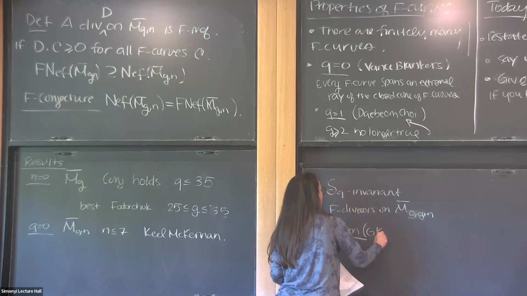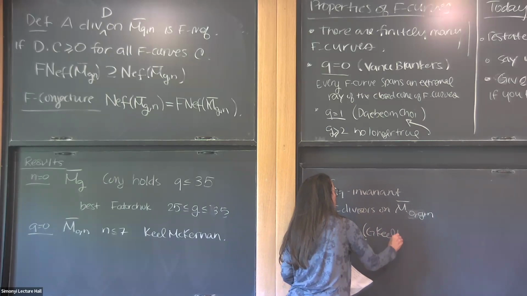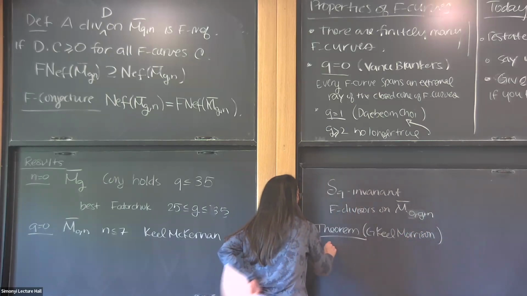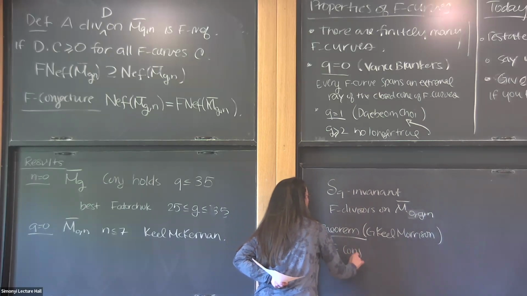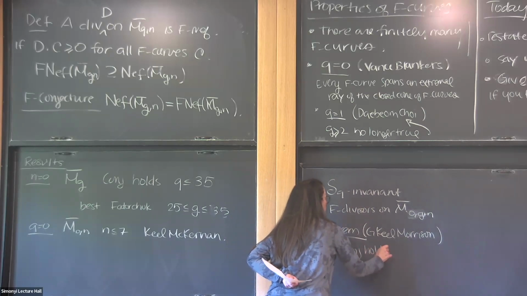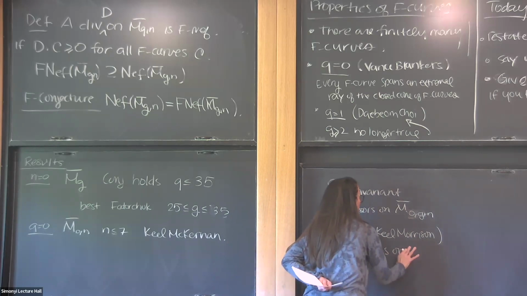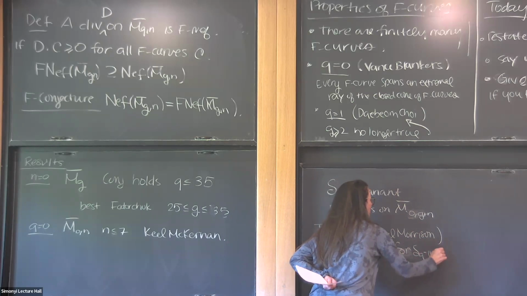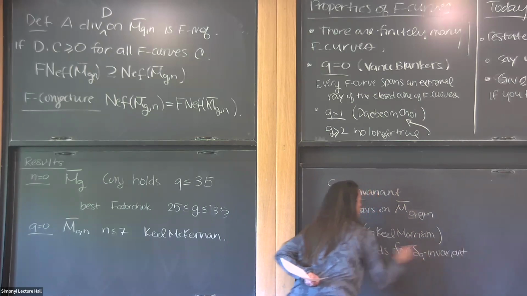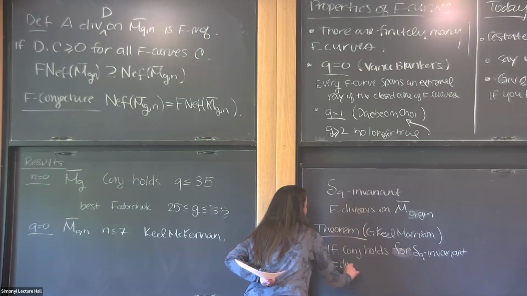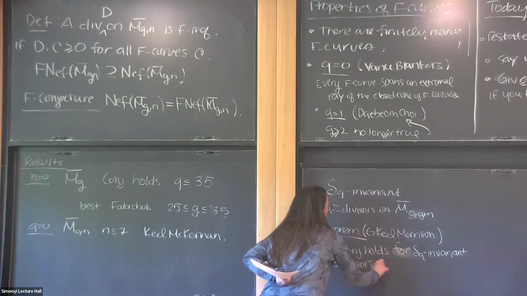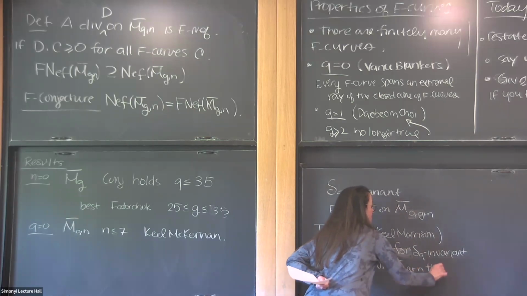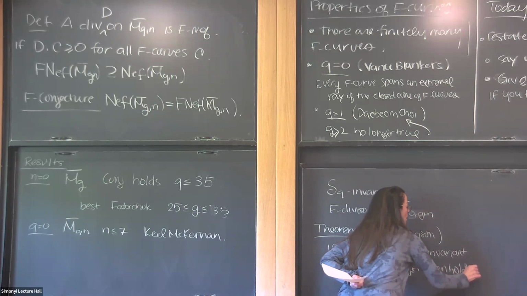and this is due to Gibney, Keel, and Morrison. This is pretty old. It says that if the conjecture holds for these S_n-invariant F-divisors on M_{0,g+n}, then it holds on M_{g,n}.